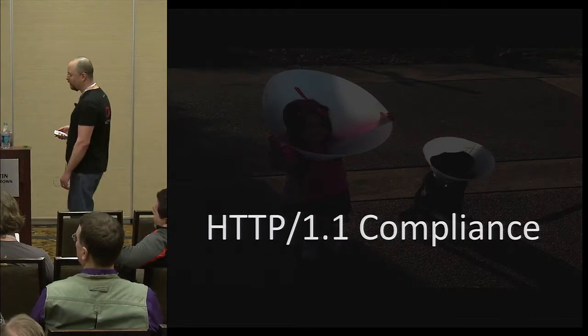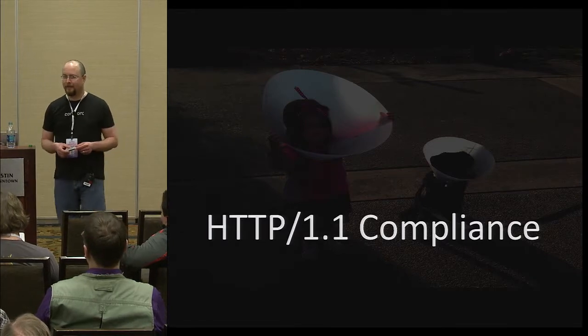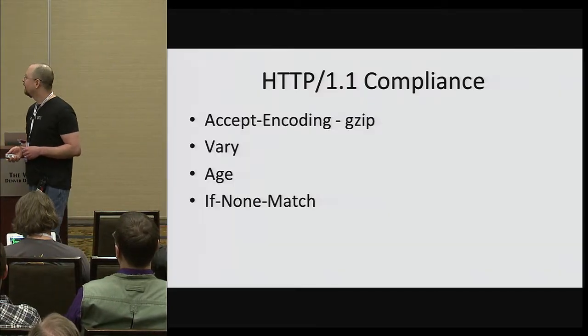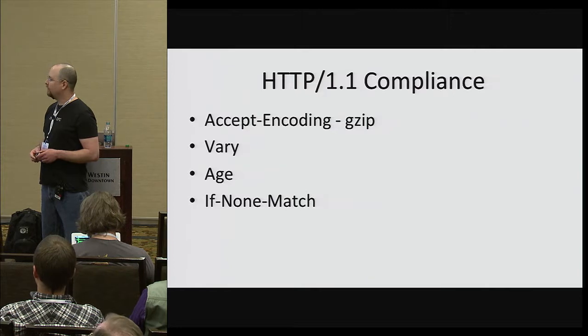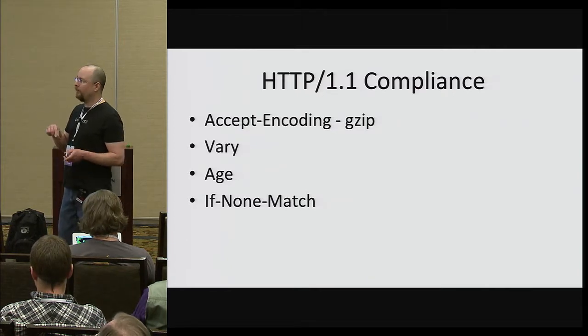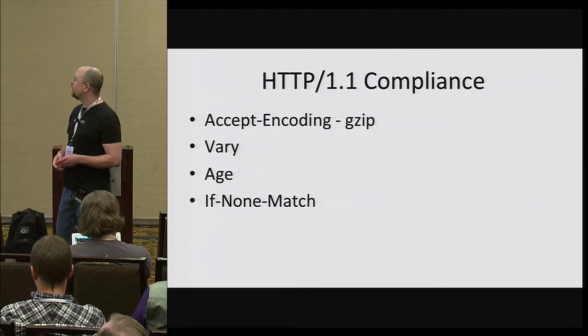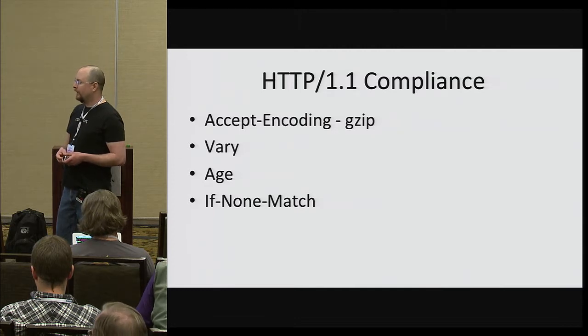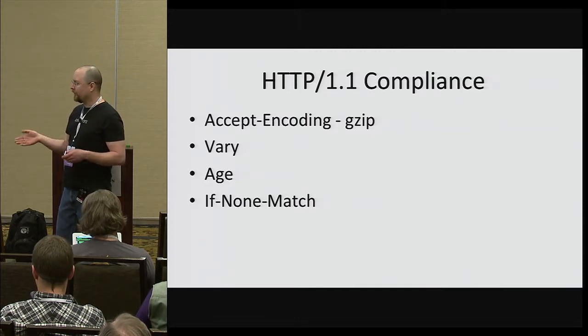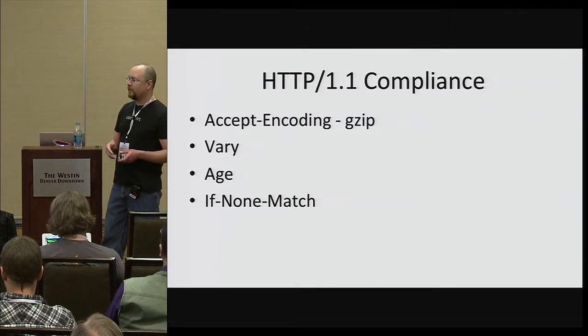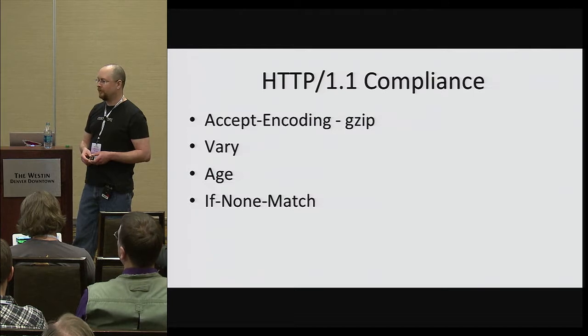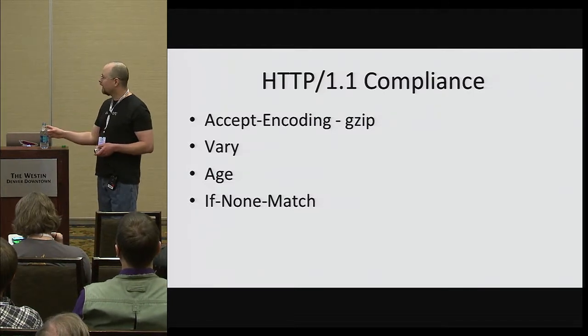So, HTTP 1.1 compliance. Not all proxy servers handle HTTP 1.1 the same. Some of these issues are around Accept-Encoding. Nginx has some issues around this because it caches everything keyed on the URL, and it doesn't look at what the Accept-Encoding is. So you can pass back gzip encoded responses when you're not asking for gzip, and I have an example of that. Same thing with Vary. Also, Nginx has issues with Age. It doesn't increment Age for objects that are in cache. And Nginx also doesn't handle If-None-Match very well.